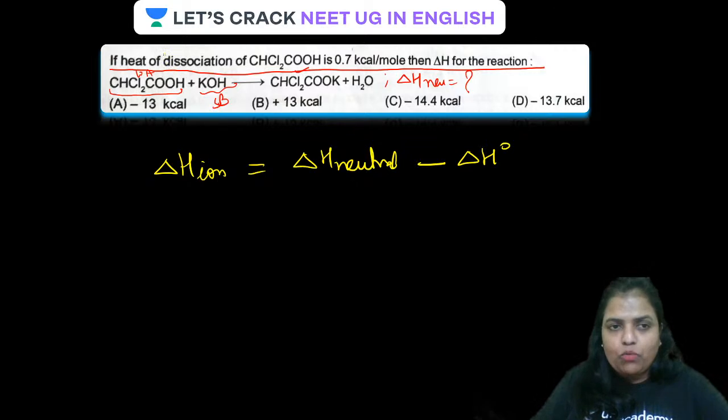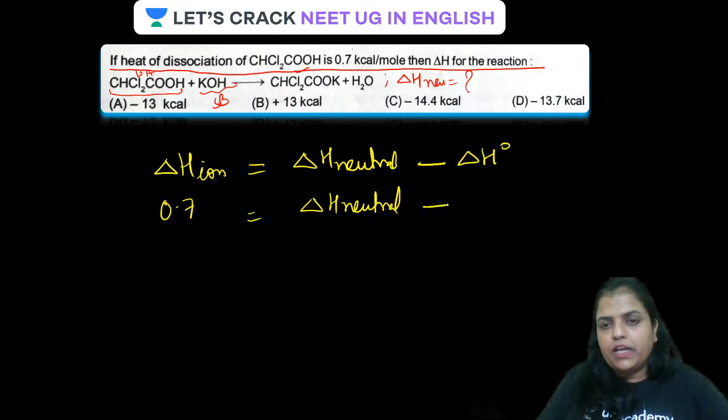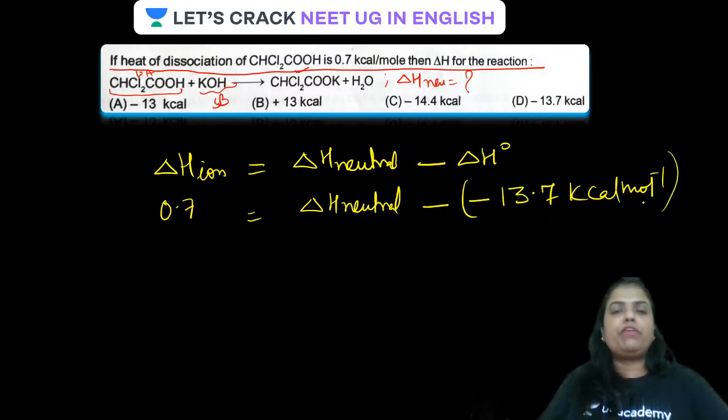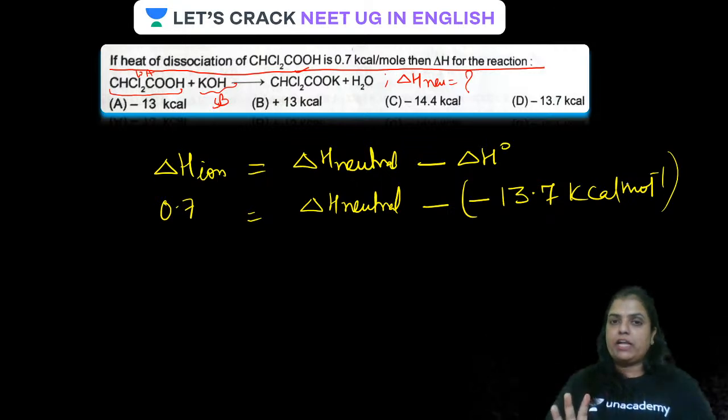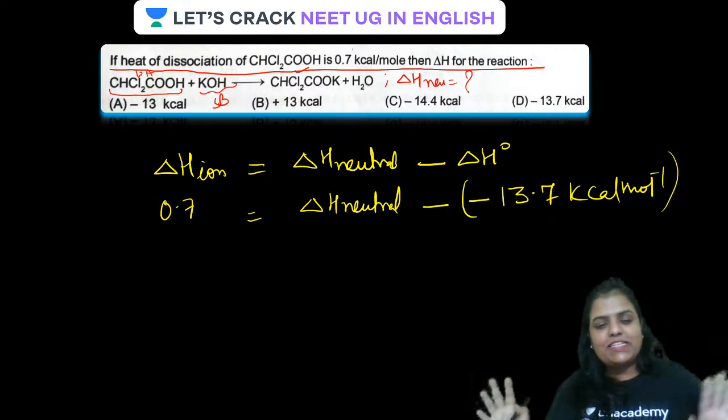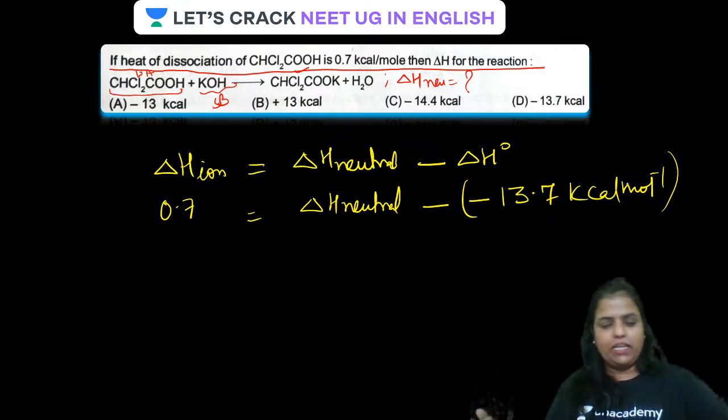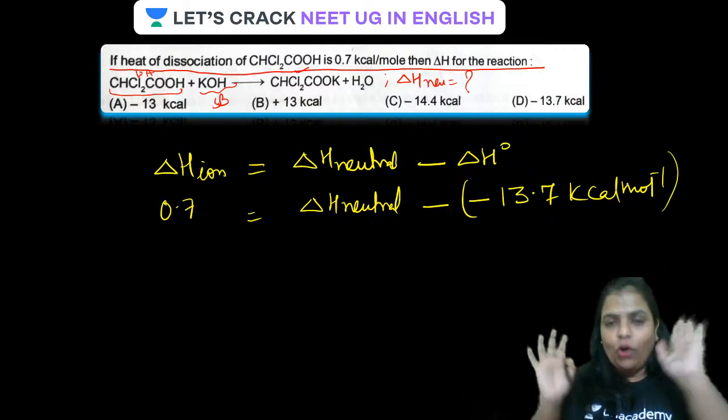Come on. But here, what is given, guys? Heat of dissociation is given as 0.7. Simply put the value over there. Okay, guys. So we have to calculate the heat of neutralization. This value has to be minus 13.7 kilocalorie per mole. If it is given in the question as 13.6, then take the value as 13.6. Otherwise, please take the value as 13.7 kilocalorie per mole. All clear, guys?